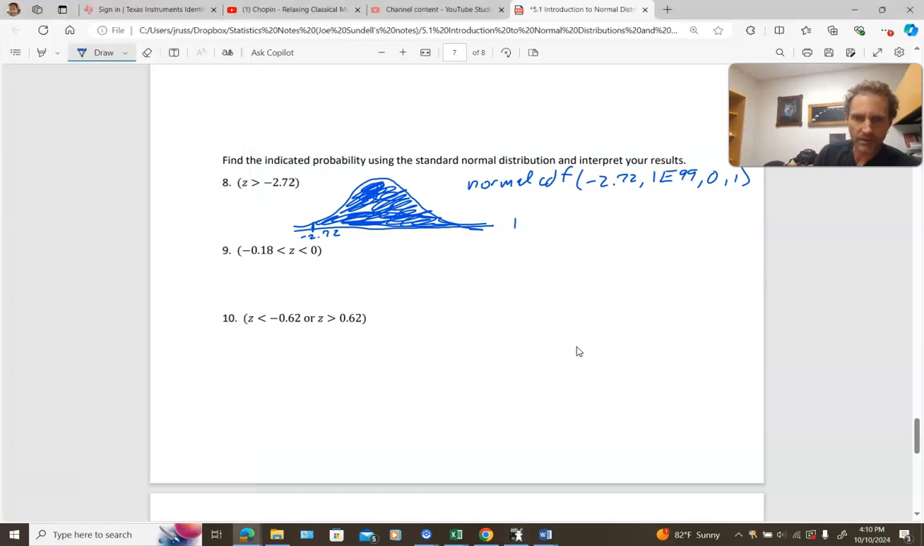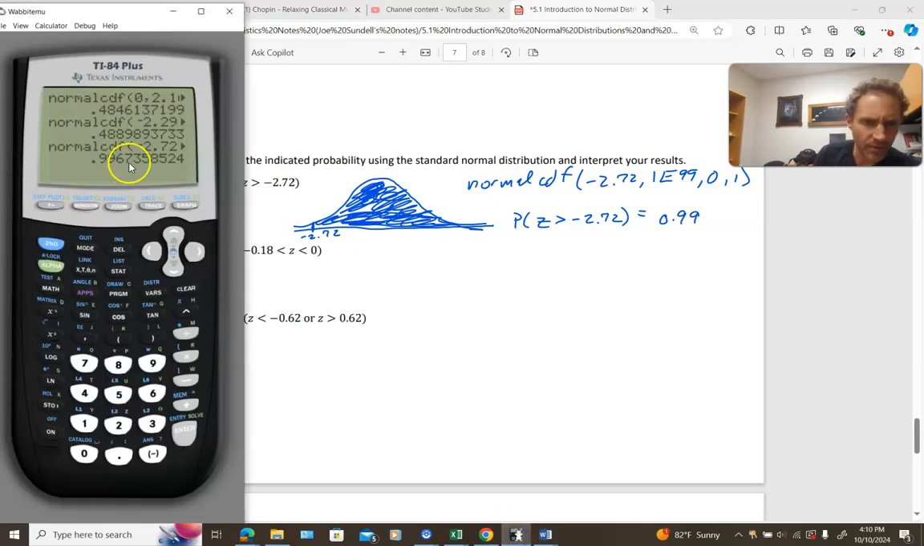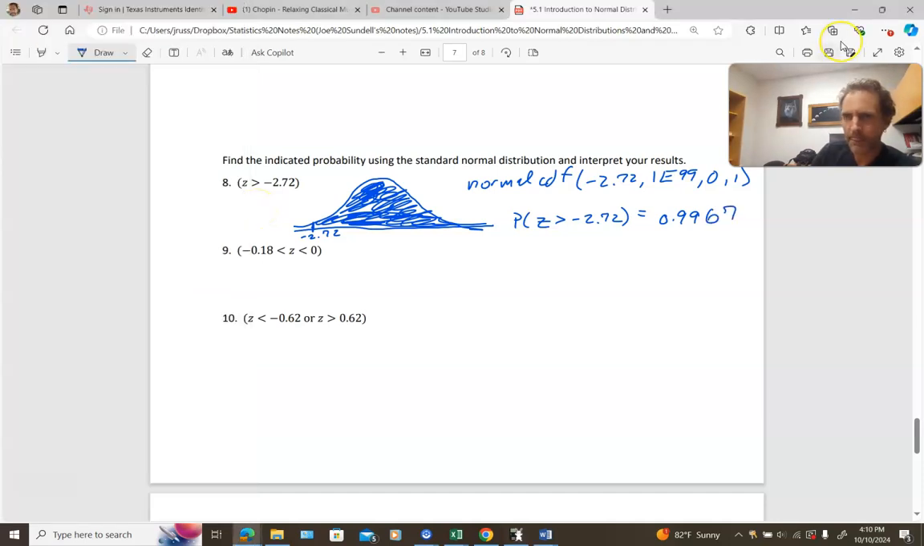Okay, so this is the way you would write it, though. You say the probability that z is greater than negative 2.72 is equal to 0.9967. Let's go to 4 decimal places. Okay.